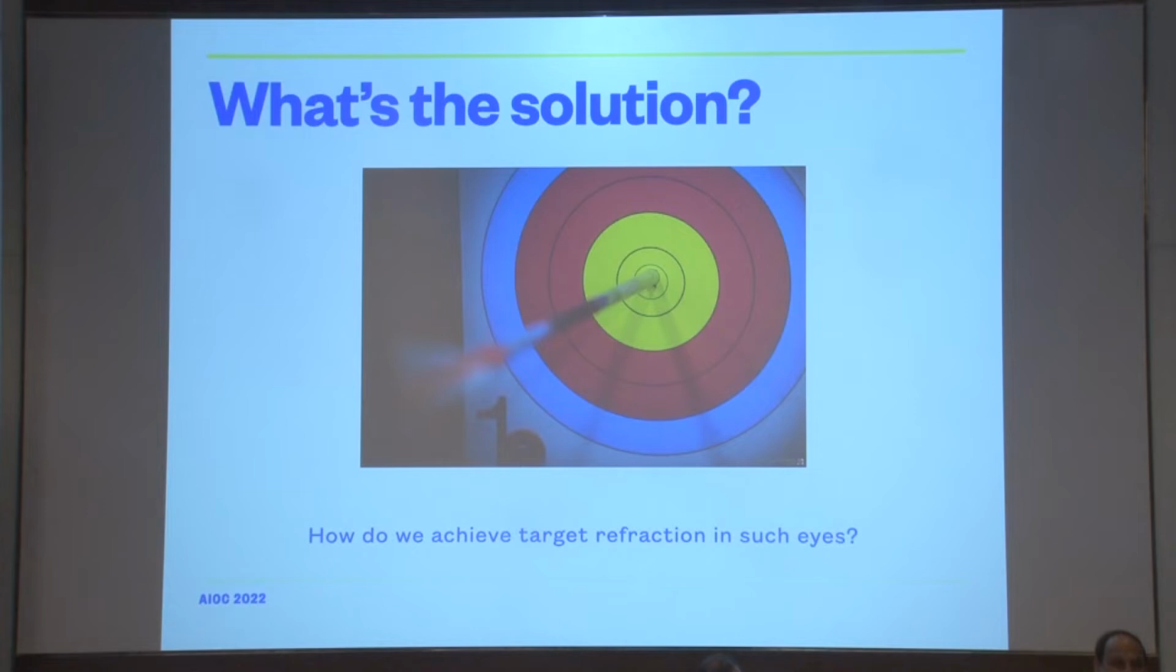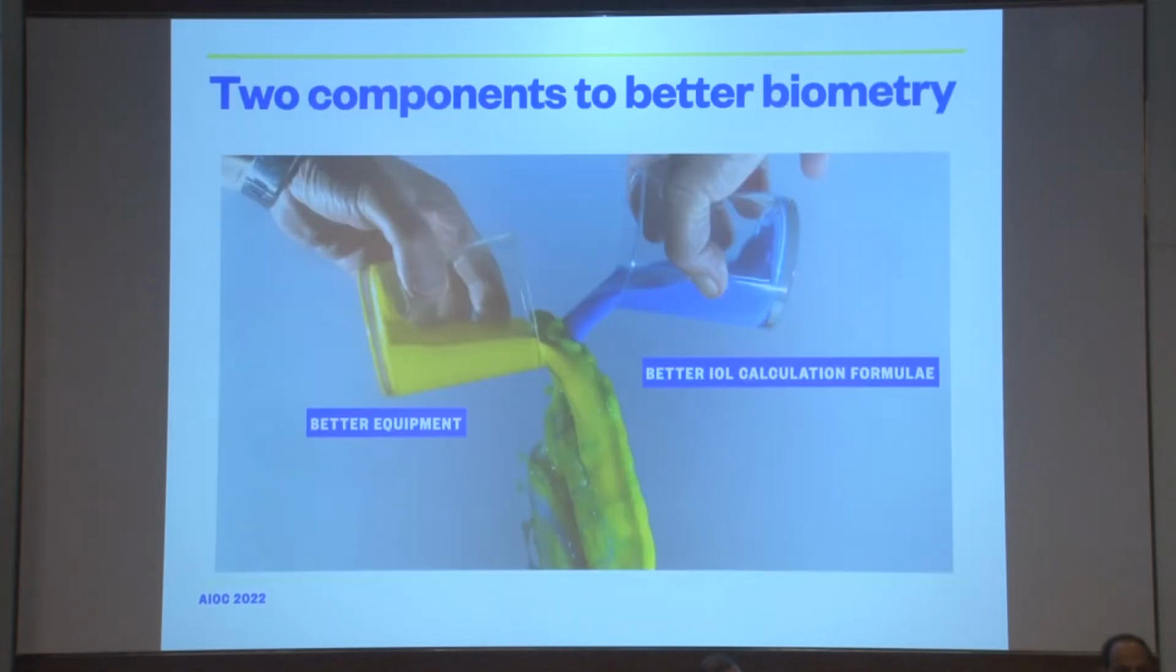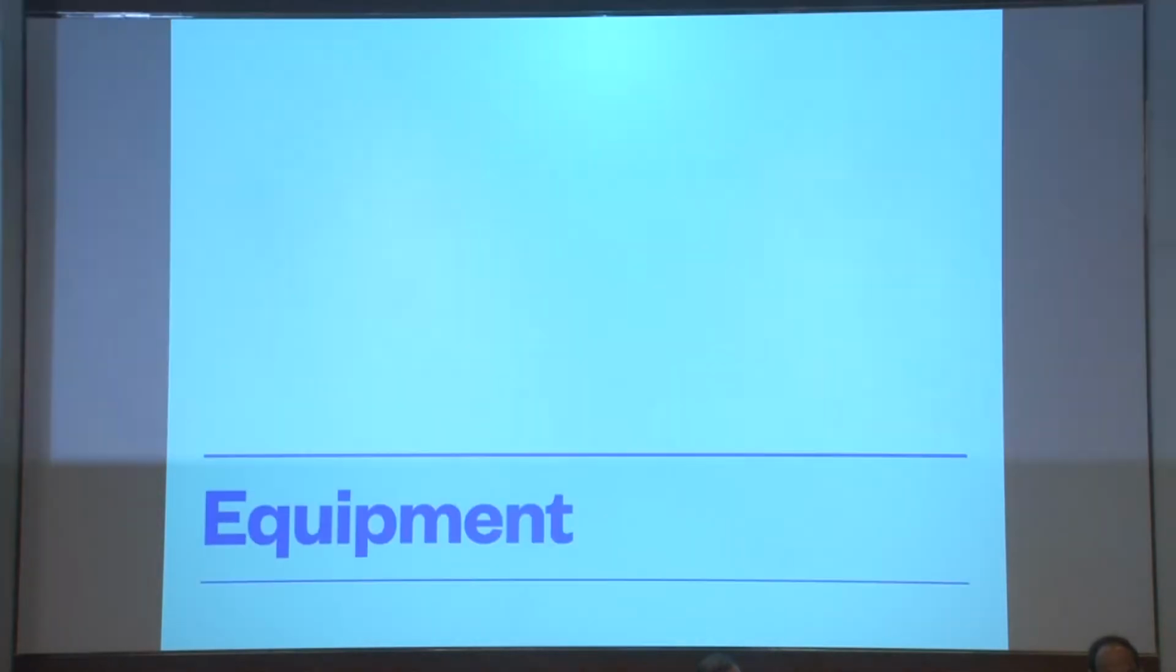So what's the solution? How do we achieve target refraction in such eyes? Well, there are two components to better biometry. One is having better equipment, and second is better IOL calculation formulae. Let's talk about each one.